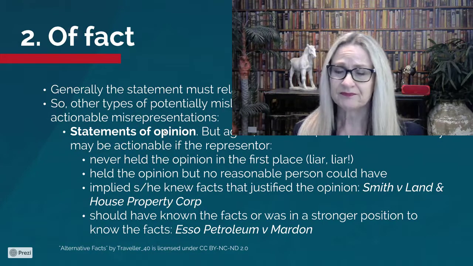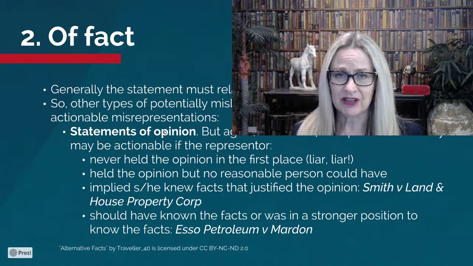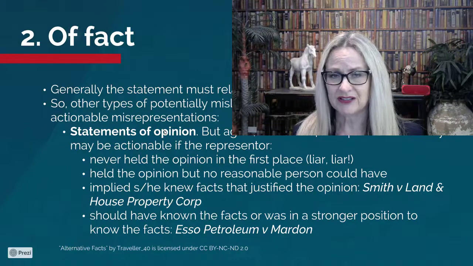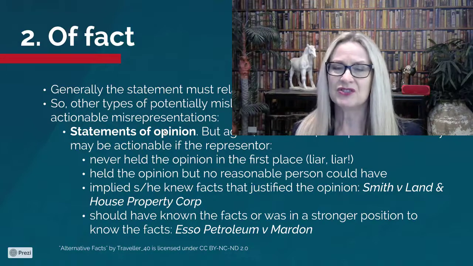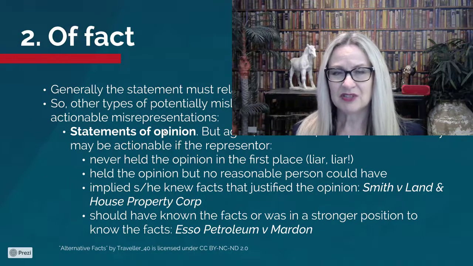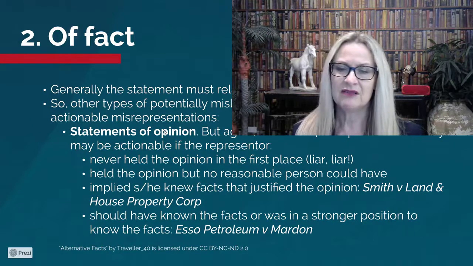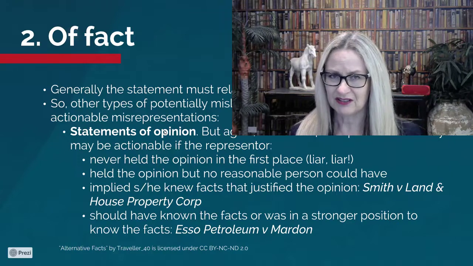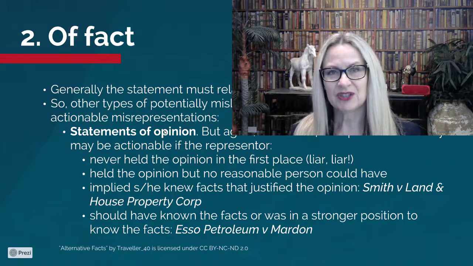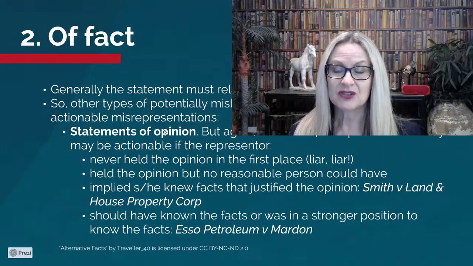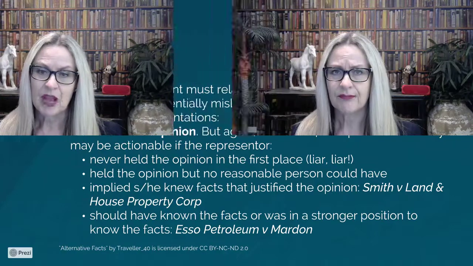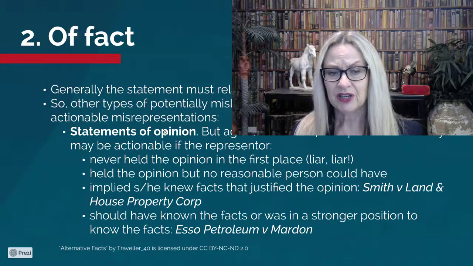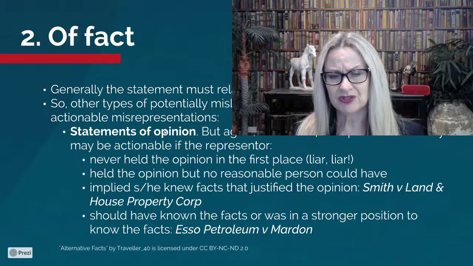In that case, because Smith was the one that really had the access to knowledge of the true facts, there was a suggestion when he said that Mr. Fleck was a most desirable tenant, that there was a raft of evidence underneath that representation that would support it. Unfortunately, there was none. So that's Smith and Land & House. The final one is something similar. The representor should have known the facts or was in a stronger or better position to know the facts.